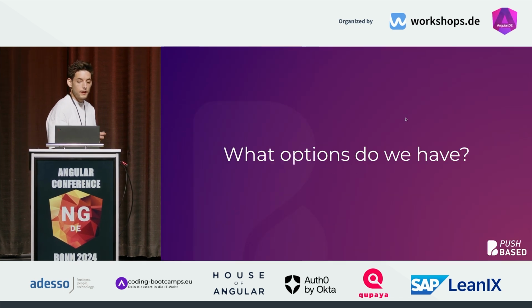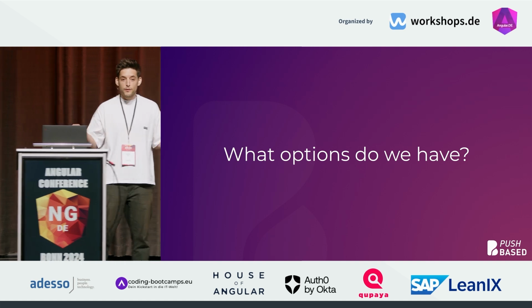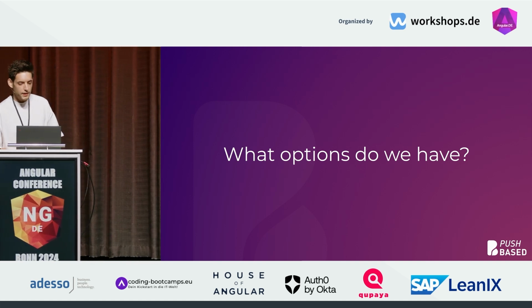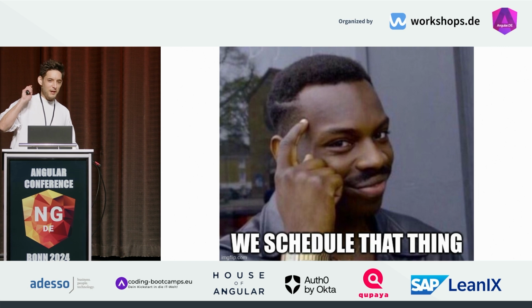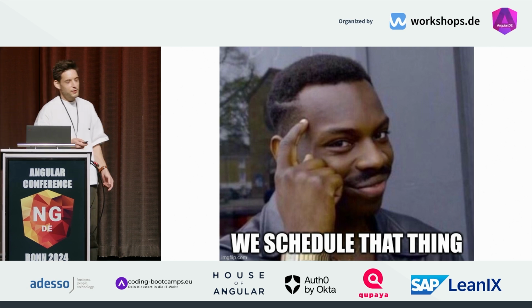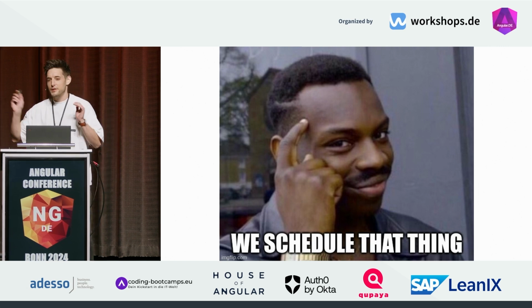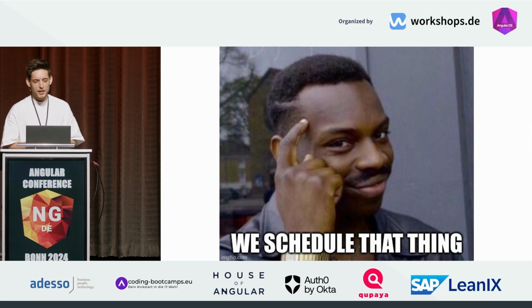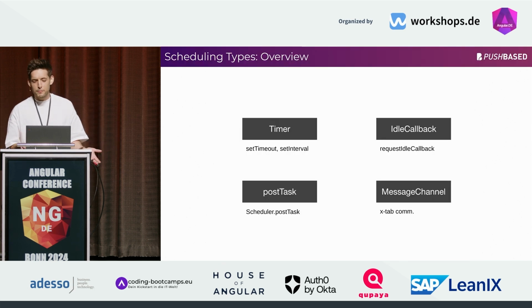Okay. So what options do we have now? We have this long task. What can we do in order to improve that situation? Haha, we can be smart and we say, let's just improve INP. We schedule this huge amount of work into the future. Let the button maybe animate first, and then we have good INP, right?